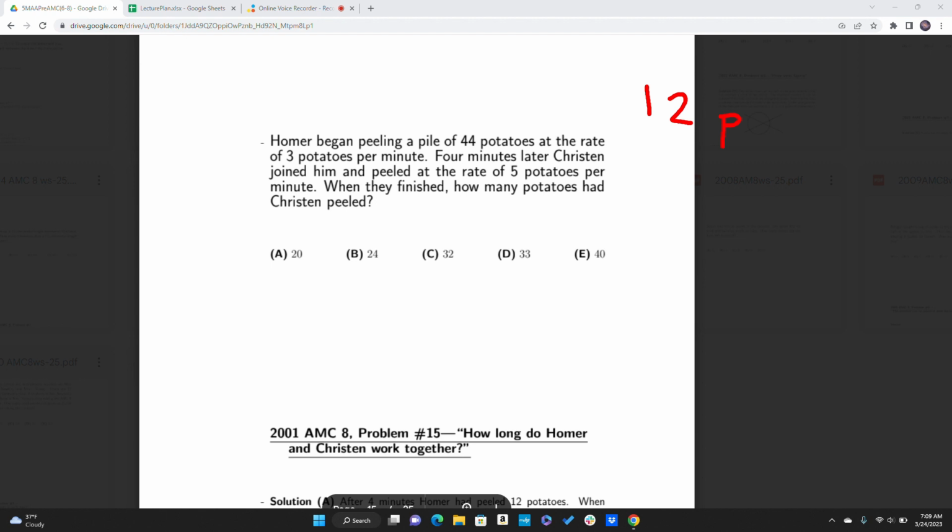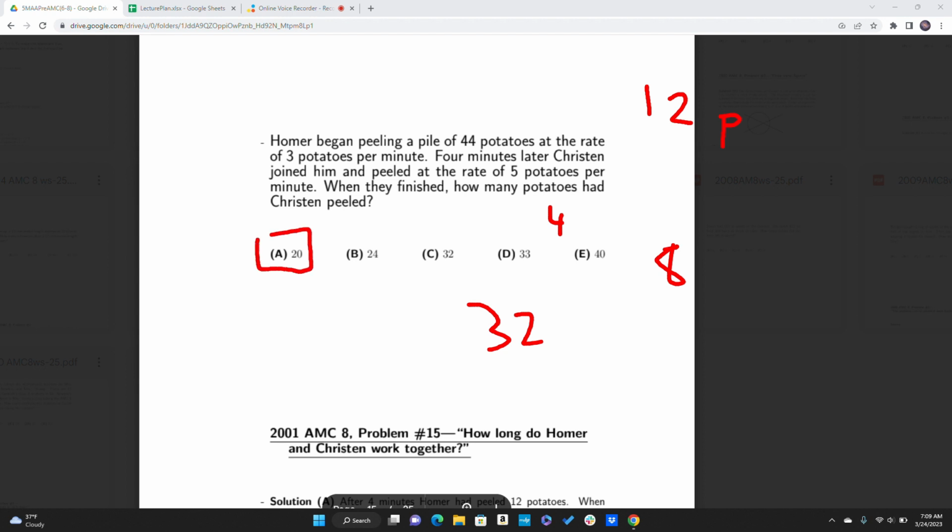So once Christian and Homer are working together, they're peeling 8 potatoes per minute. Out of the 44, Homer already peeled 12 at that point, so that's 32 potatoes left. They're peeling 8 potatoes per minute, so it takes them 4 minutes once Christian joins, right? And if he's peeling 5 potatoes per minute for 4 minutes, we have 5 times 4, that's 20 potatoes that Christian peels.